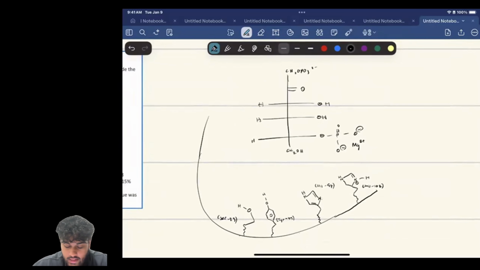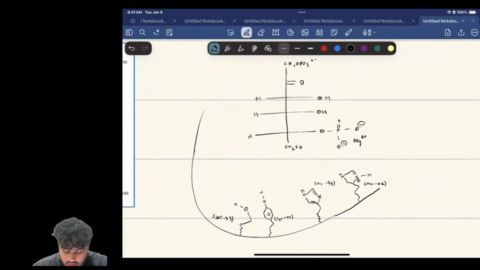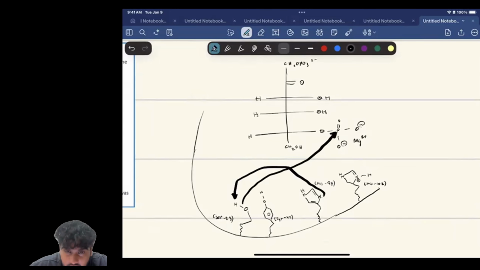To get into the meat of the mechanism, let's start off with the mechanism. So the first thing that happens is the unprotonated nitrogen on the histidine 98 acts as a general base, and it grabs the proton from the serine 23. Now, the electrons from the OH bond attack the electrophilic phosphorus. So it goes up here, attacking this.